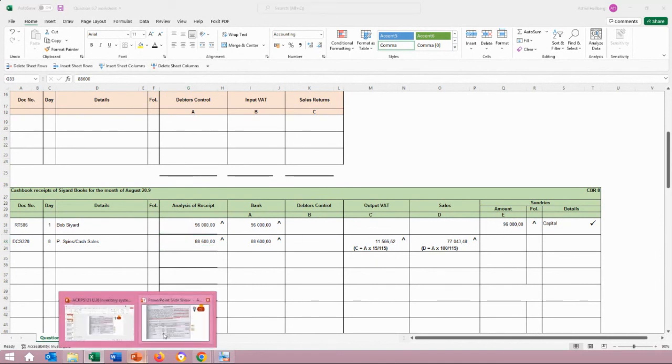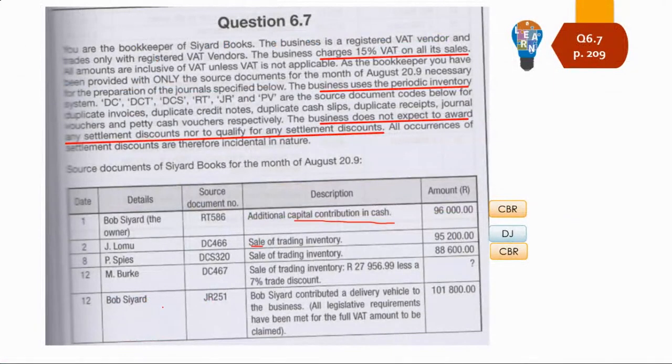Okay, let's look at one more transaction before we take a break. On the 12th, we've got M Berg, sale of trading inventory. That would go to your debtors journal. It's 27,956 Rand and 99 cents, less 7% discount. At what value will you include this in the debtors journal? So I'm going to ask again, at what value will you include this in the debtors journal?